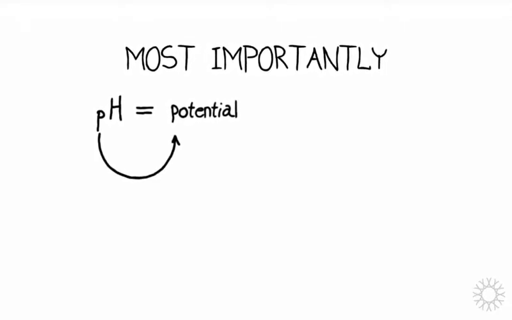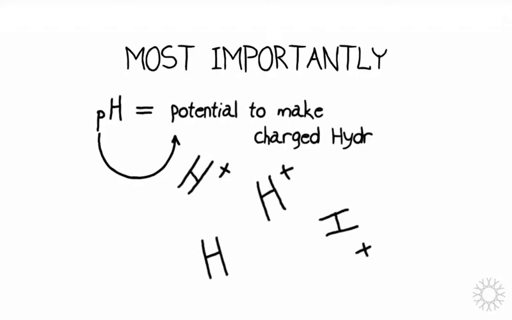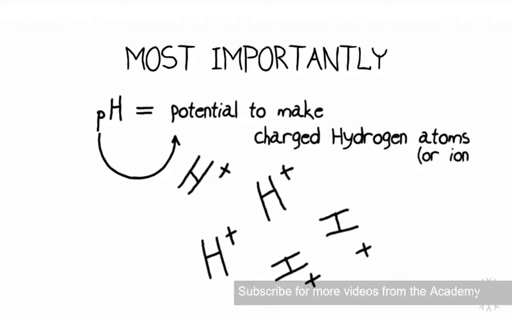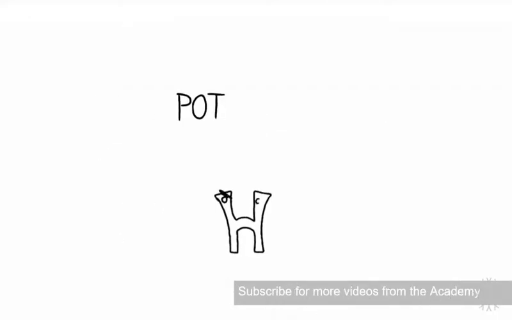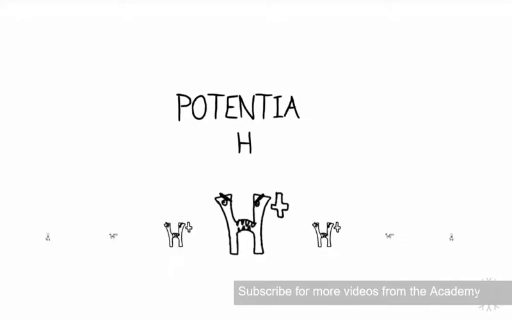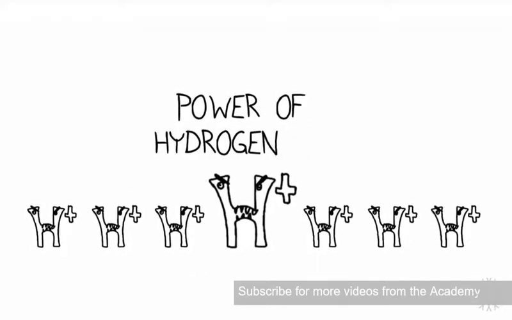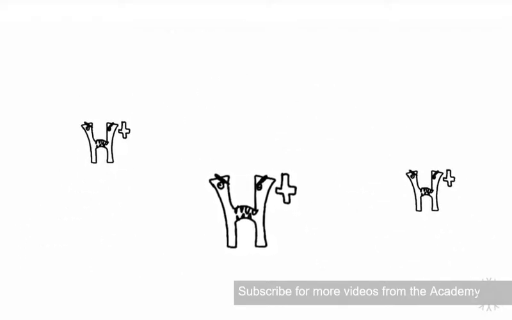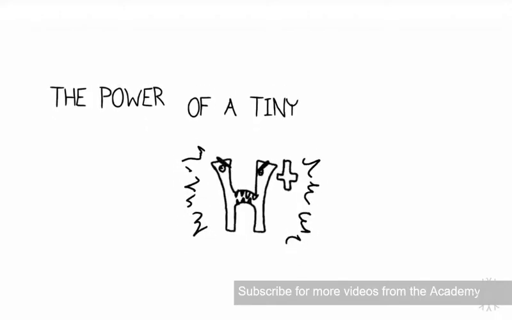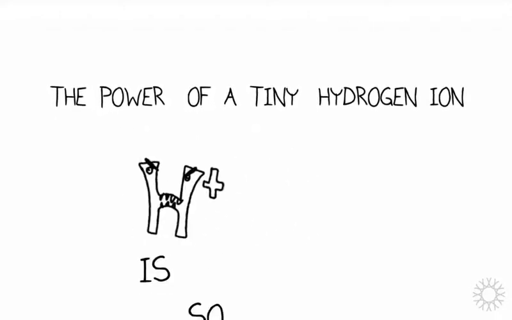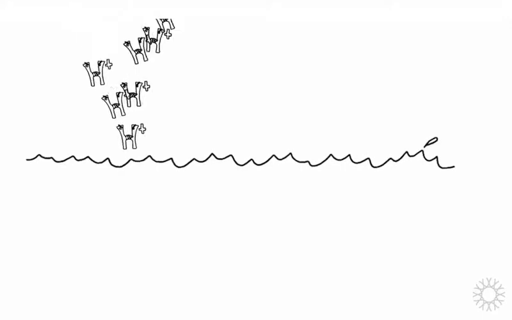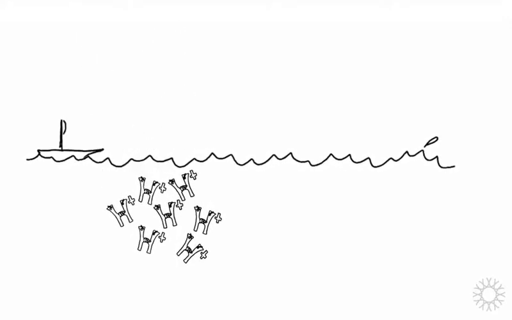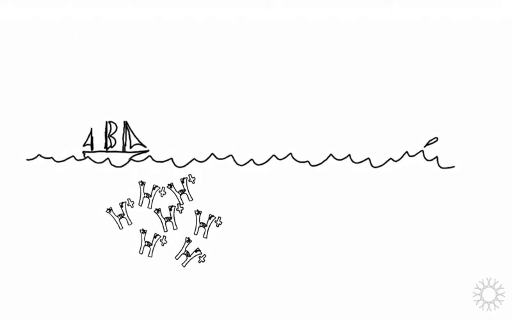Most importantly, pH is a measure of potential. That's where the P in pH comes from, the power or potential of a liquid to make charged hydrogen atoms or ions. Think of pH as potential H, or power of hydrogen ions. We'll see in a moment why the power of such a tiny thing as a hydrogen ion is so crucial. First, let's look at this problem of introducing carbon dioxide to seawater.